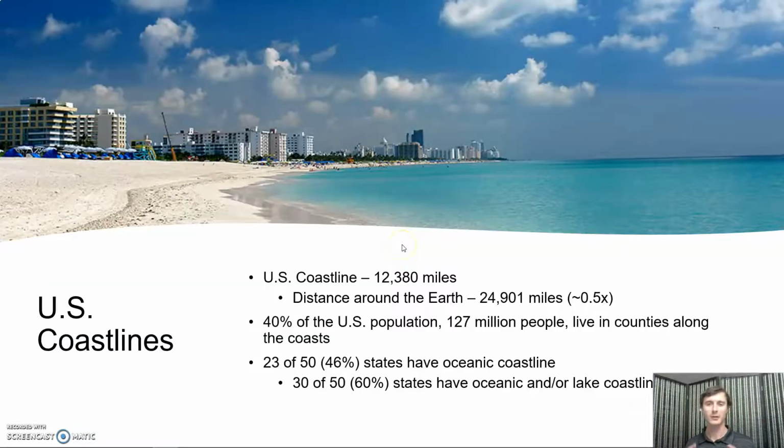So what about U.S. coastlines specifically? Well, we got about 12,000 miles for the coastlines in the U.S., going to be about half the distance around the Earth at the equator. A good 40% of the United States population lives close to or even along these coasts, and it's going to be about half the states which have oceanic coastline. Gets a little complicated depending on whether or not you include the Great Lakes.